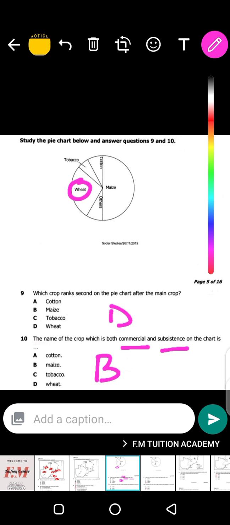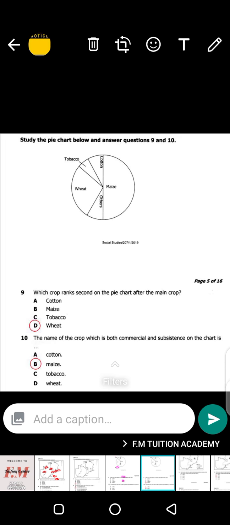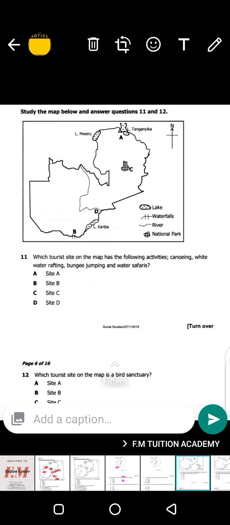But the one that is grown both commercially and for subsistence is maize. Maize, you can grow it at home, and at the same time you can grow it at a farmland. So the answer is actually B. You can see here wheat and maize, so we are correct. Let's go to the next question. This is the next question, guys.